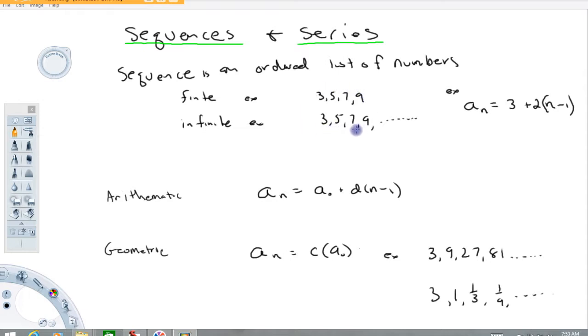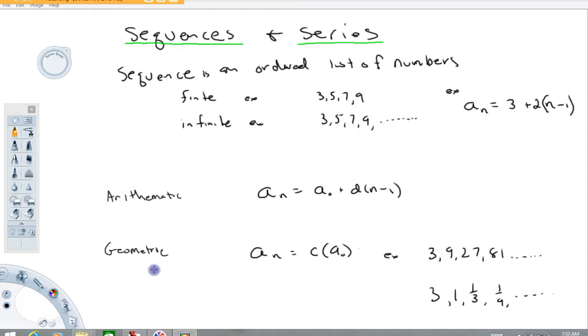Now, sequences come in all types of flavors here. There's really an infinite possible number of equations I can write to describe a sequence. There are 2 very important ones that we'll spend some time talking about in the upcoming weeks, and those are what are called arithmetic sequences and geometric sequences.